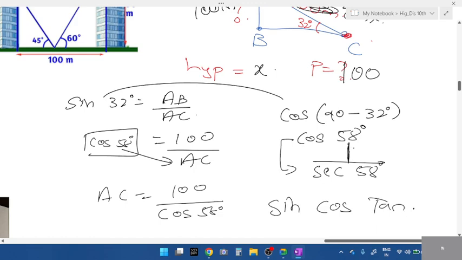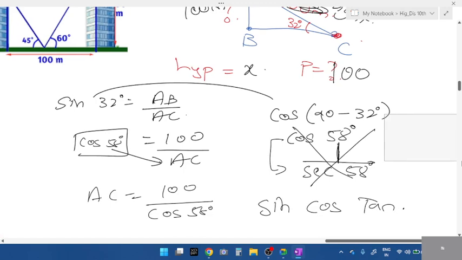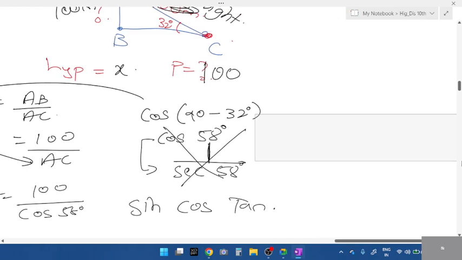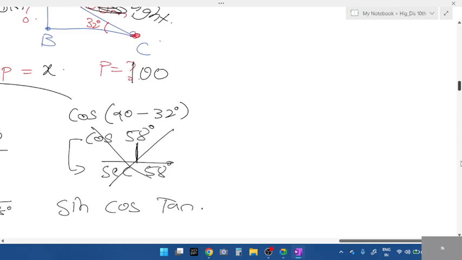Is this clear? All of you understood? That's the reason you can't convert into sec, students. We don't have a table. We don't have the value. We have only values for sine, cos, and tan. I'll once again tell you all: sine, cos, tan. Memorize the order which I gave.